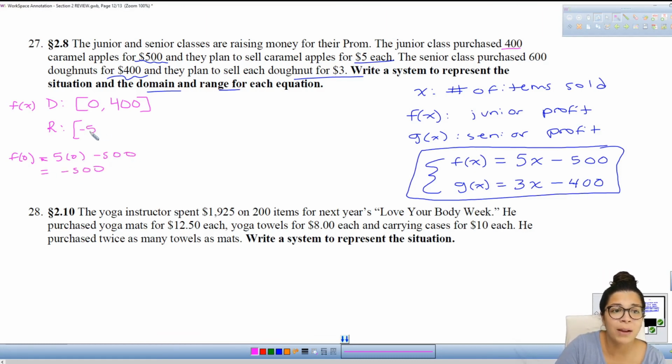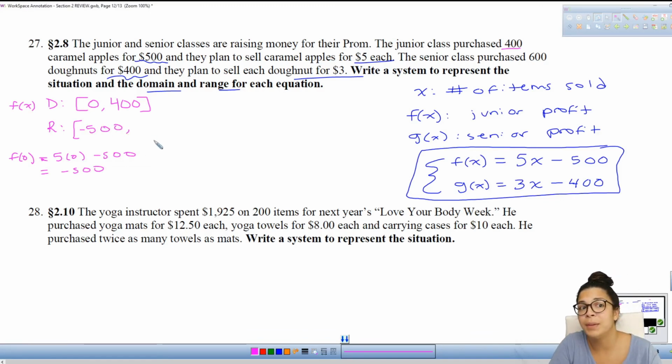So they could be out $500. If they end up selling nothing, then they spend $500 on those caramel apples and they are under. They did not make any money at all.